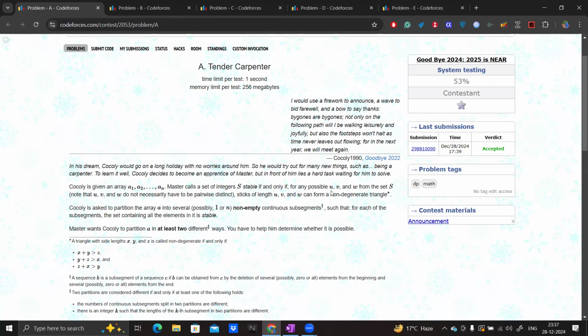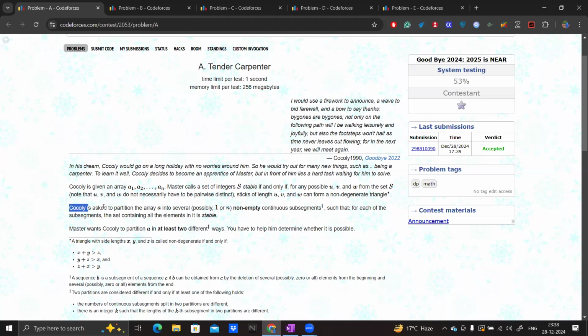So what does this mean? That a set S is called stable if we can choose any three integers from that set, and they can repeat as well. And for any such three integers, they have to satisfy that they can form a triangle. That is, they have to satisfy the triangle inequality, right?